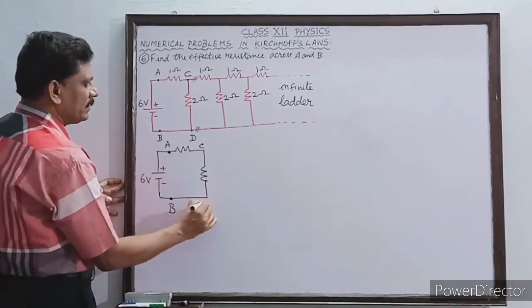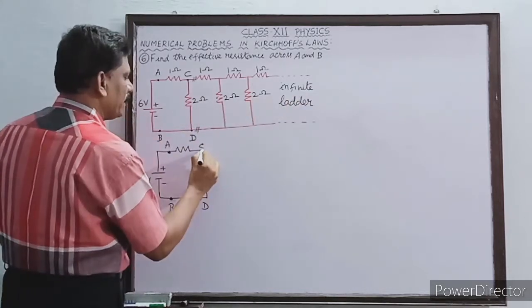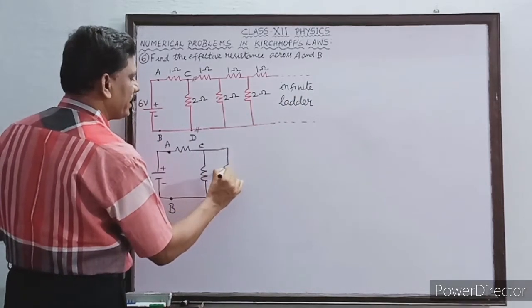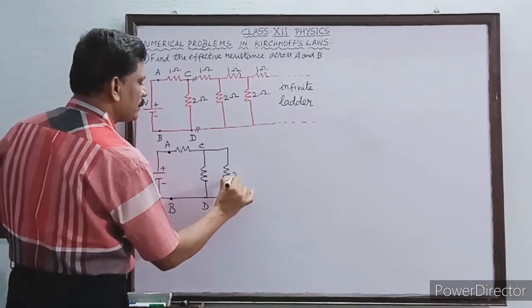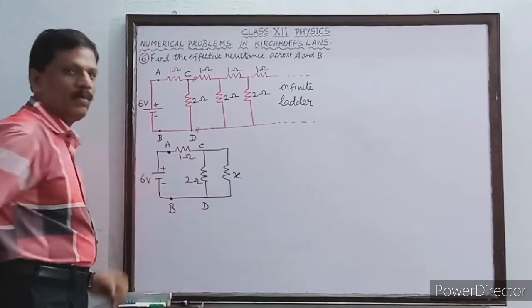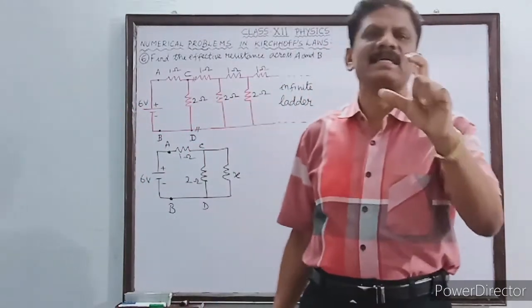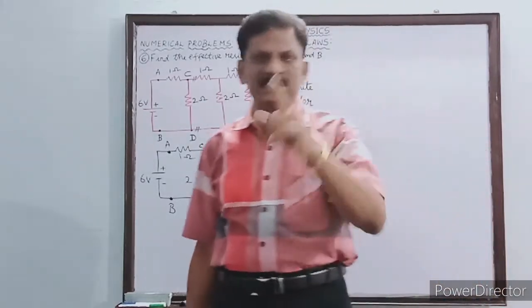This is point C and D, where I have cut, and beyond that the total resistance is taken to be X ohm. This is X, this is 2 ohm, and this is 1 ohm. What is the value of resistance across the points A and B? That is the question.